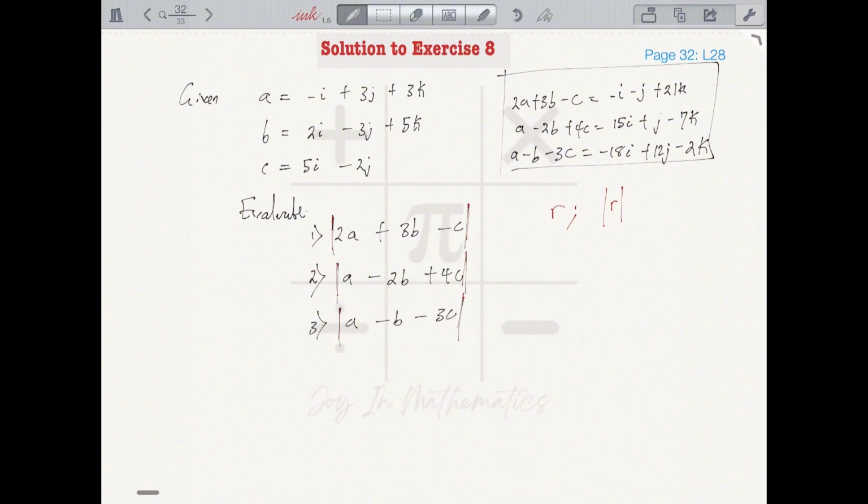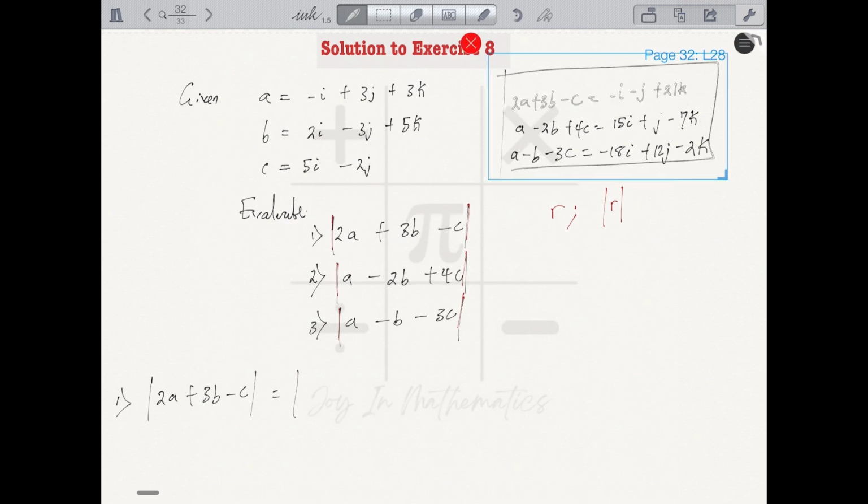Now we are given three vectors, and the question asks us to evaluate the magnitude of each, and we know that the solution to this is this. Now let's begin with question 1. We are asked to evaluate the magnitude of 2a plus 3b minus c, and from our previous exercise, we know that 2a plus 3b minus c is equal to minus i minus j plus 21k.